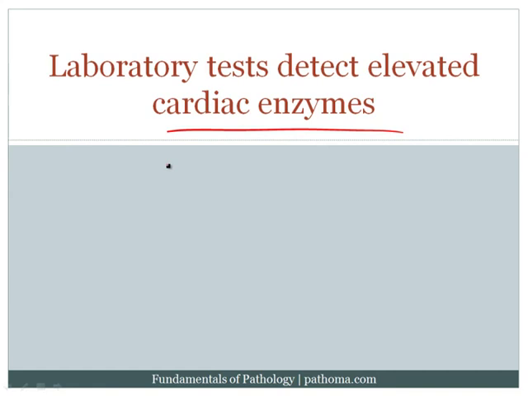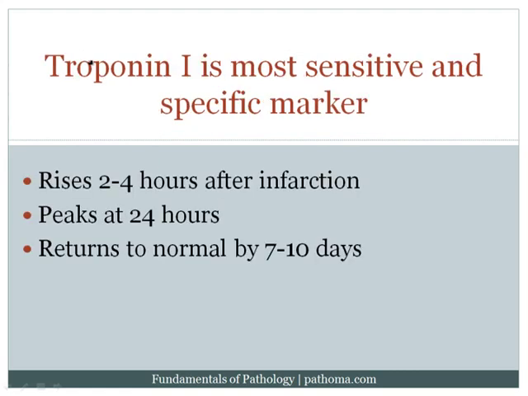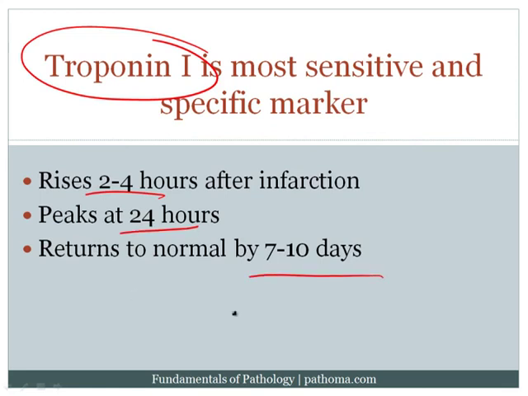And when there's irreversible damage to the myocytes, you know that the hallmark is going to be membrane damage, and with the membrane damage, the enzymes that are present within the cardiac myocytes will leak out into the blood. And so, if you can find them in the blood, that tells you that the patient had a myocardial infarction. The most sensitive and specific marker is troponin I. This rises 2 to 4 hours after infarction, peaks at 24 hours, and stays high for 7 to 10 days. And so this really is the best marker.